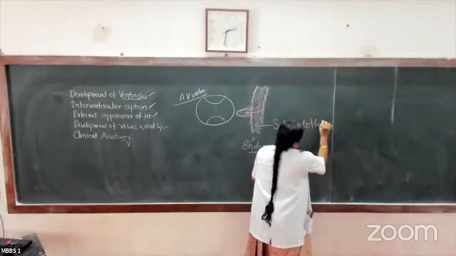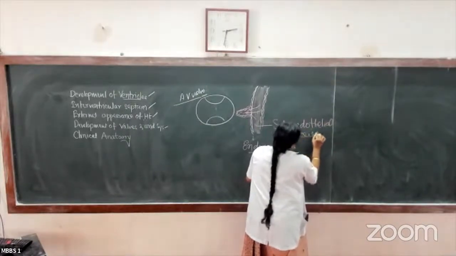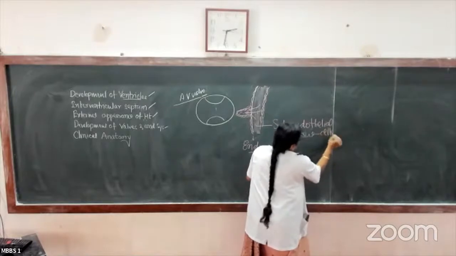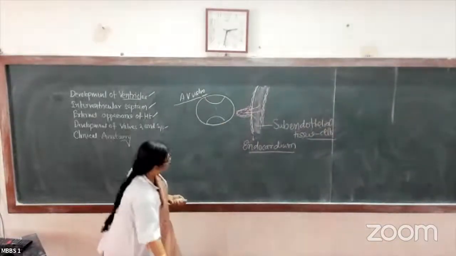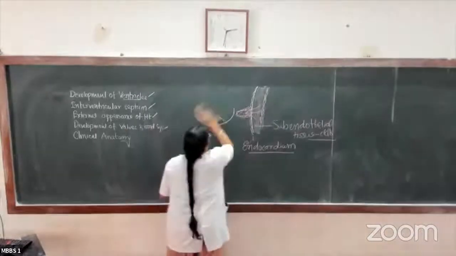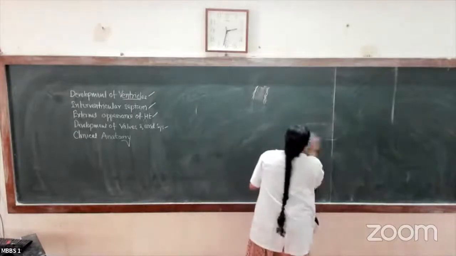Subendothelial tissue. Whatever cells are there, they proliferate and form a ridge-like structure, and in this way the cusp is formed. So this is about the atrioventricular valves. In this way, you will get the tricuspid valve and the mitral valve.